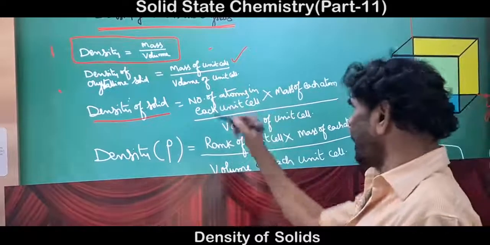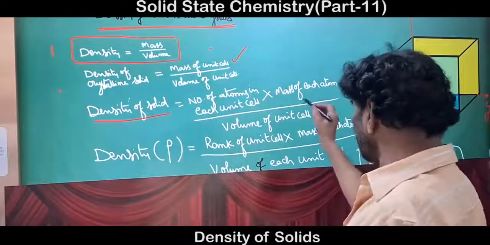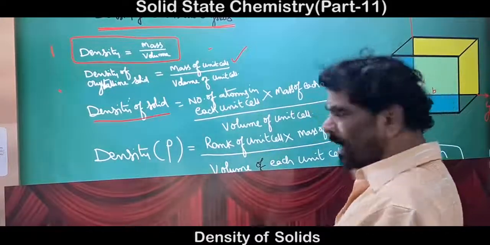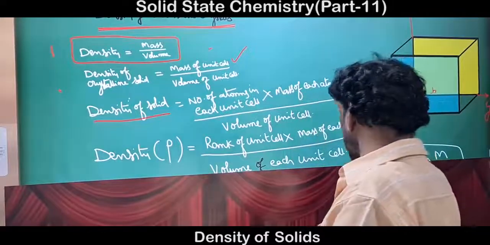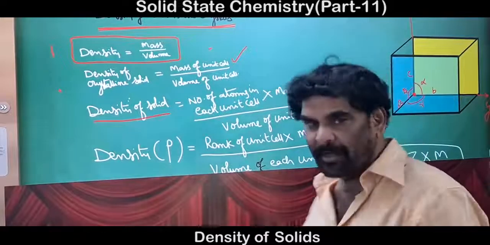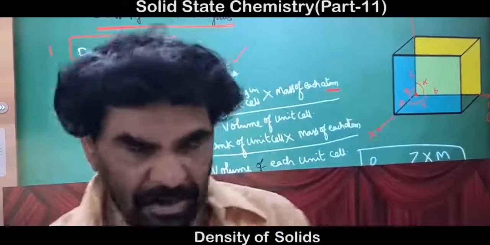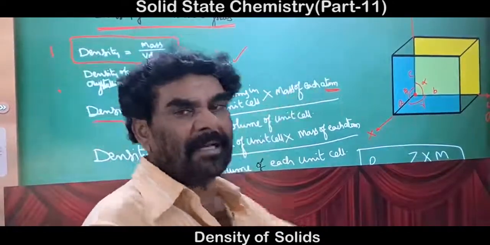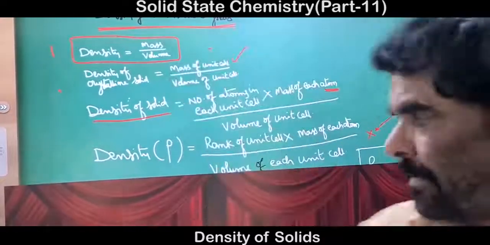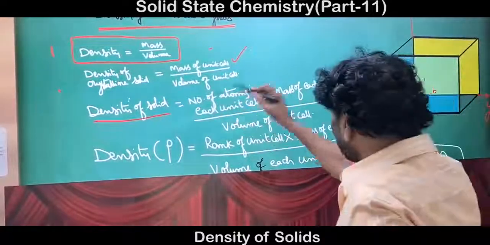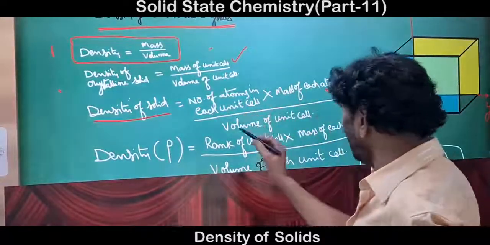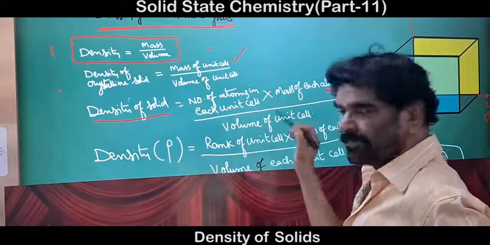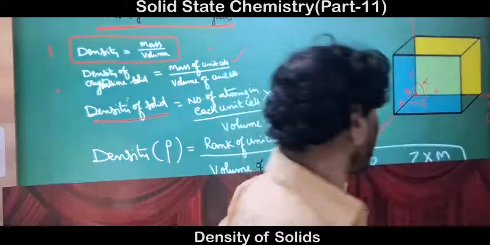The density is the rank of the unit cell times the mass of each atom, or, instead of atoms, if they are molecules, the number of particles in the unit cell times the mass of each particle. This numerator becomes the total mass of the unit cell, divided by the volume of the unit cell. How to find out the volume of the unit cell?